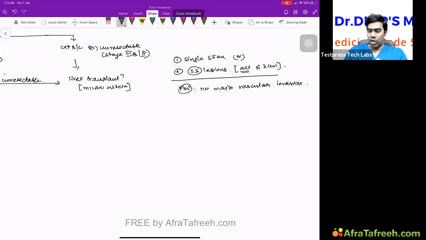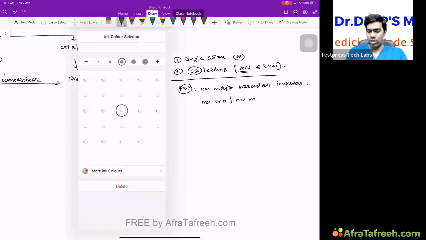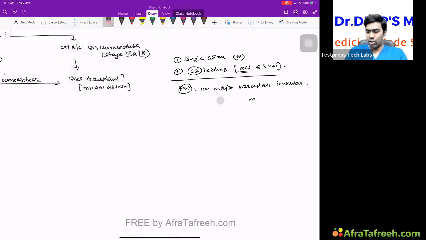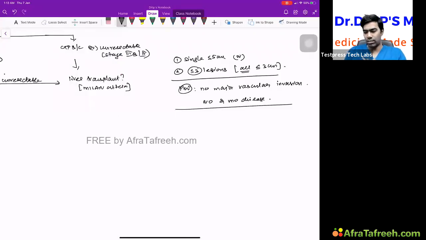They should have no N1 or M1 disease. In the sense, the patient should have N0 and M0 disease, which means the patient should not have any extrahepatic disease. The tumor should be well located within the liver itself. Then only will it be suitable by Milan criteria. So this is the original Milan criteria.